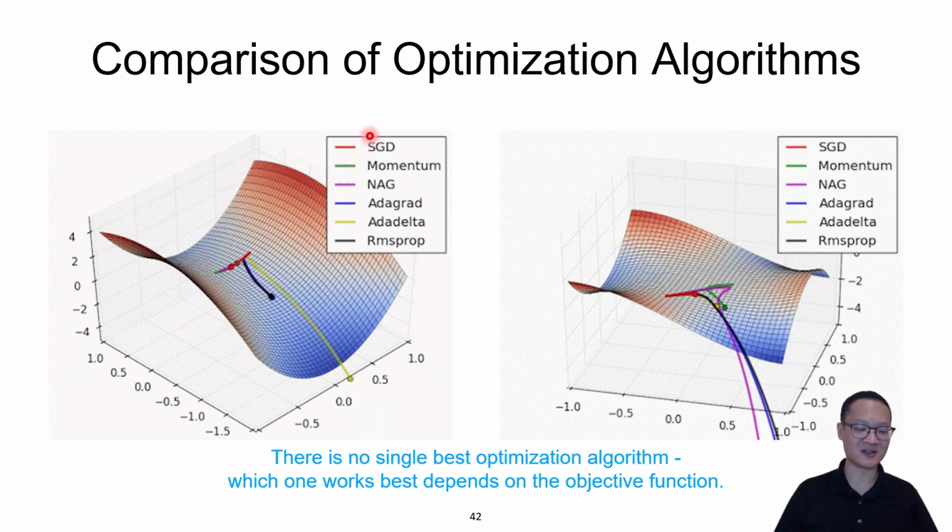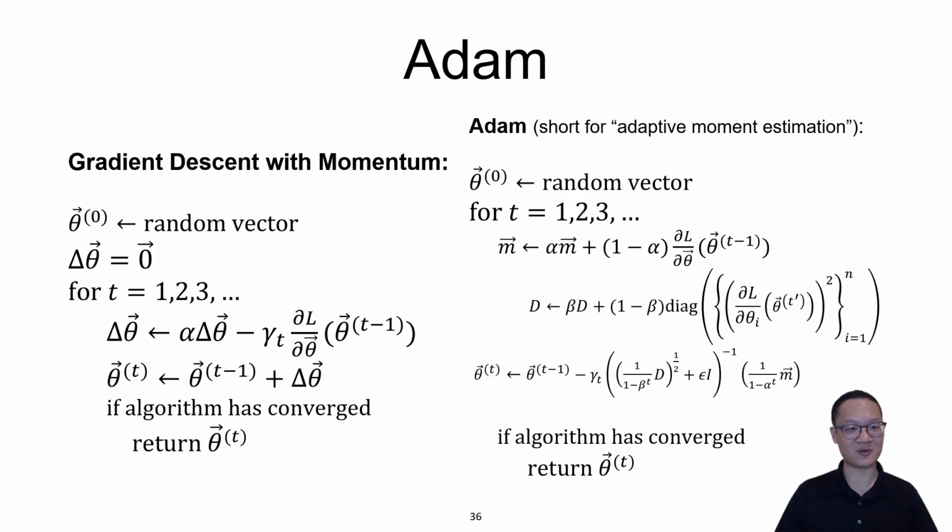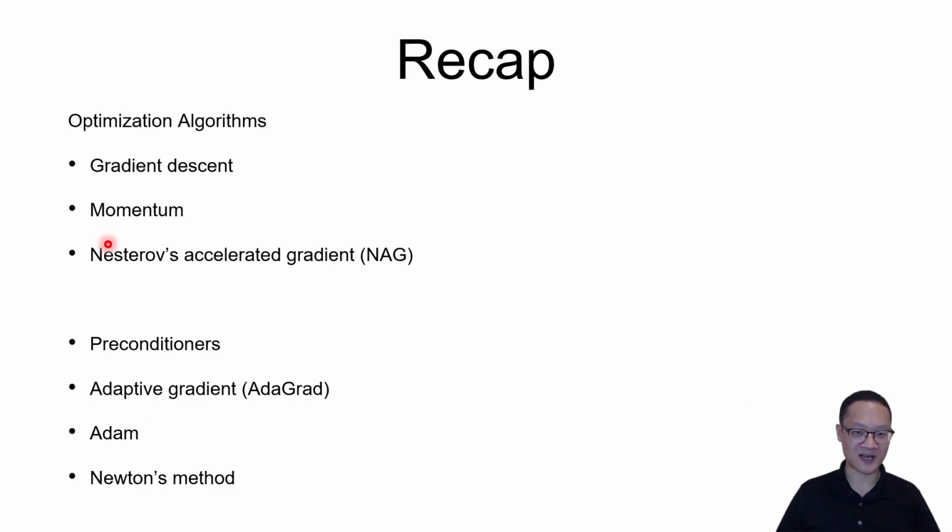But regardless of which variation we use, everything we talked about previously were deterministic algorithms. Meaning that, at least in the way that we presented them, there's nothing random about this whole process. We evaluate the gradient, which is a deterministic quantity, and then all of these calculations are deterministic. And today we're going to talk about some stochastic methods for optimization.